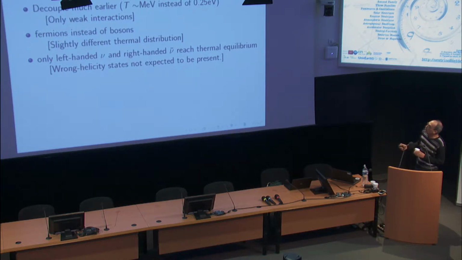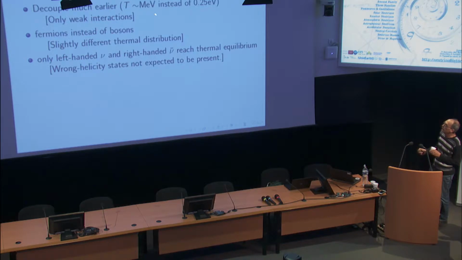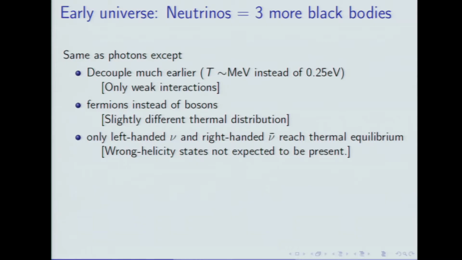The neutrinos are three more black bodies besides the photons. They're the same as photons, except they decouple much earlier, at a temperature of about a megaelectron volt instead of an electron volt. That's because they only have weak interactions. They are fermions instead of bosons, so they have a slightly different thermal distribution.